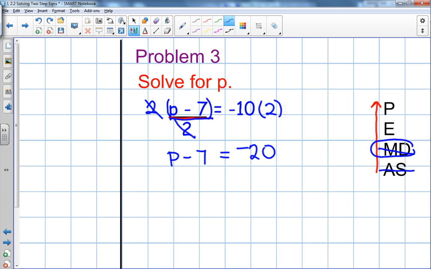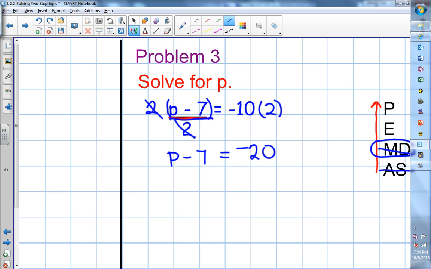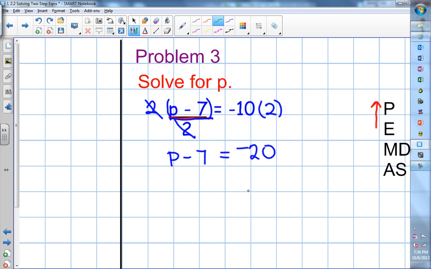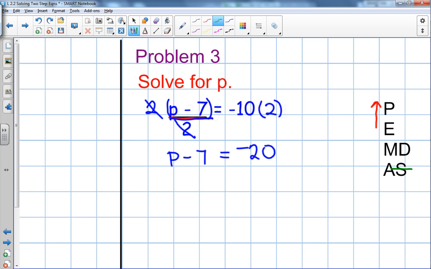So I keep working up the order of operations, any exponents, any parentheses. Nope, so then I start over. I go back down and start over with the order of operations. Any addition or subtraction? Yes. P minus 7, so the opposite of minus is plus, so I add 7 to both sides. The minus 7 and the plus 7 cancel. I'm left with p.